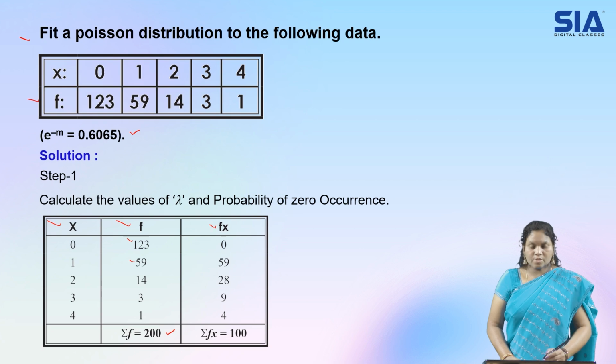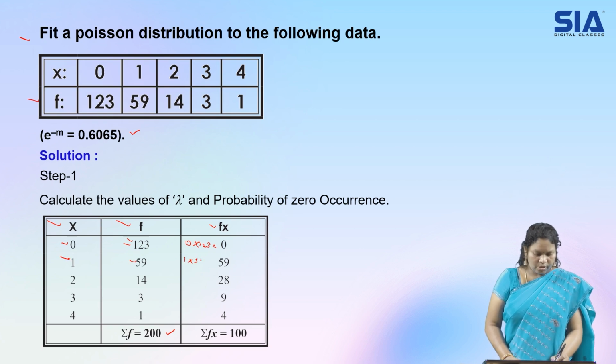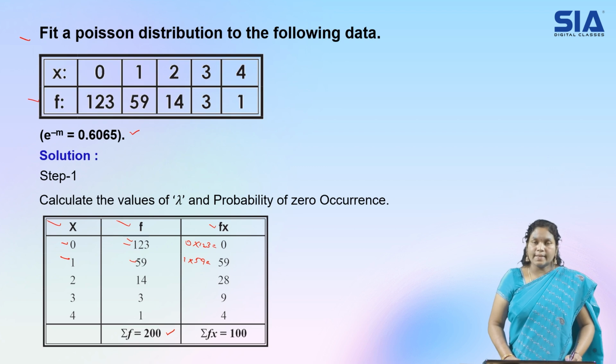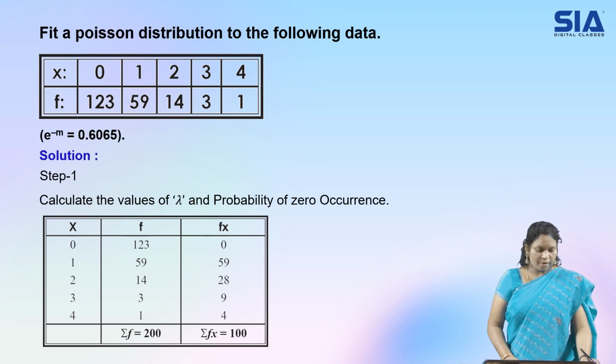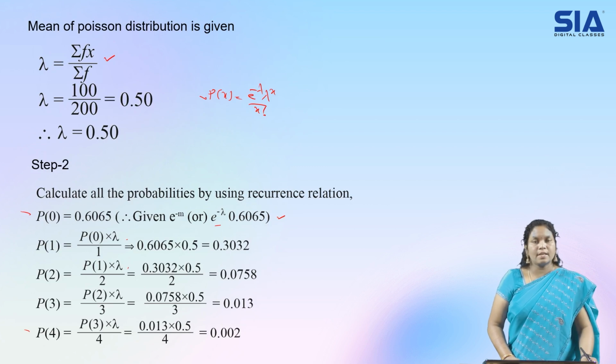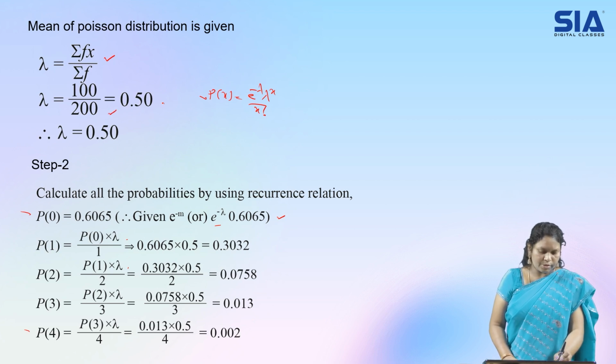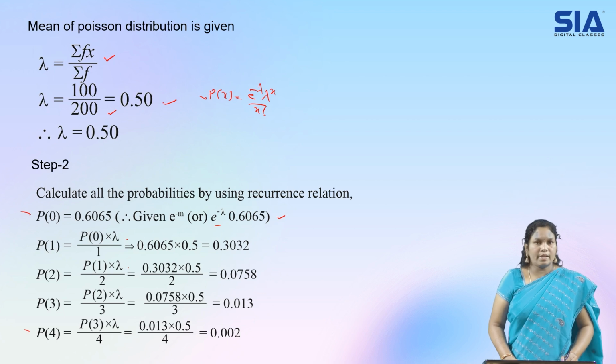Next I need the f into x column, that is simply multiplying f values with x values. So 0 into 123 is 0. Like that, multiply each value of the x column with the f column, that is 1 into 59, the second value, 59 itself. Like that, multiply x and f values and get the total. So I have got the total summation fx equal to 100. Here we got all the totals. Let us consider lambda and get its value. Lambda is equal to 100 by 200, that is 0.50. I have obtained the value.